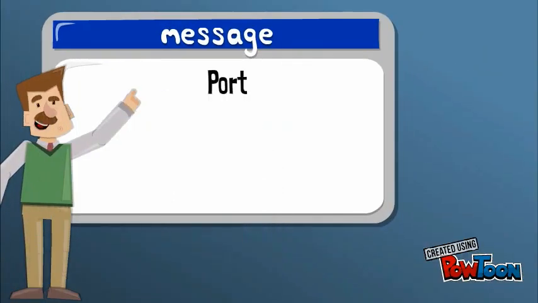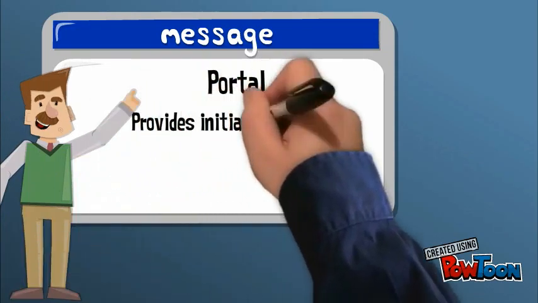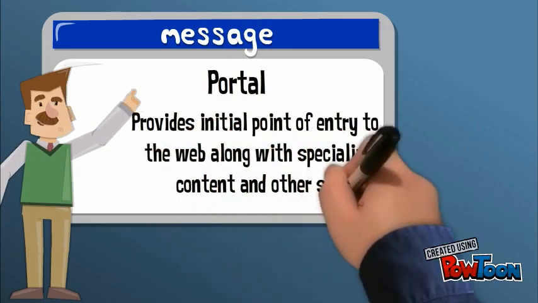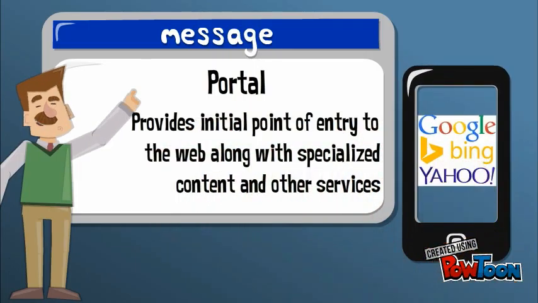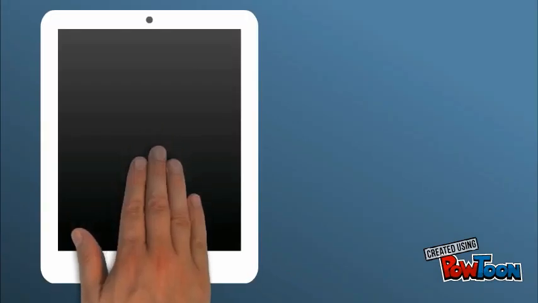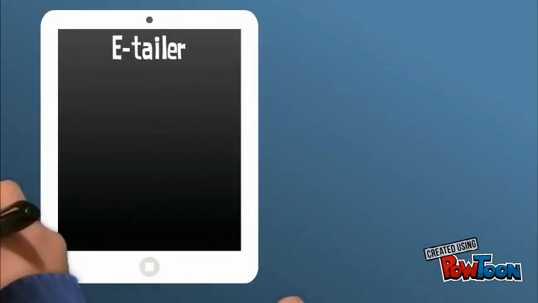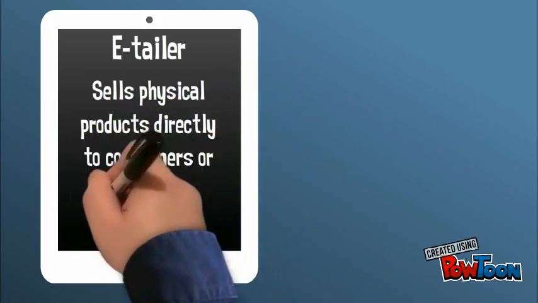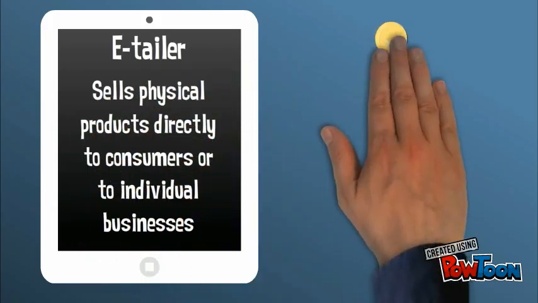First is portal. Portal will provide the initial point of entry to the web along with specialized content and other services. Examples are Google and Yahoo. Second is e-tailer. It sells physical products directly to consumers or to individual businesses. Example is Amazon and RedEnvelope.com.